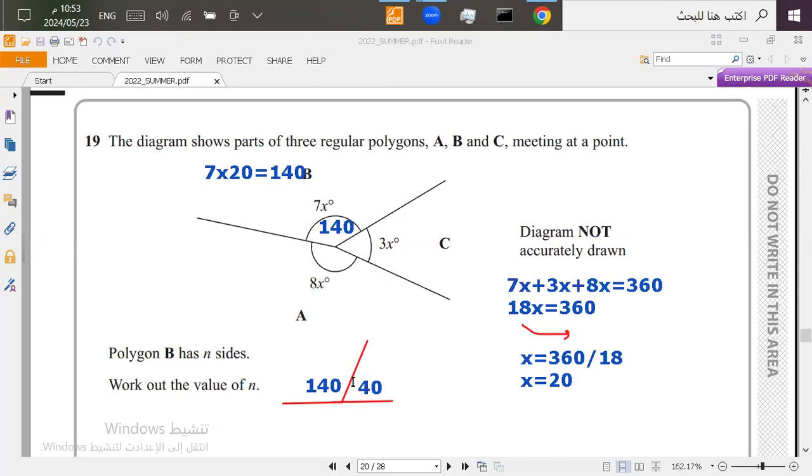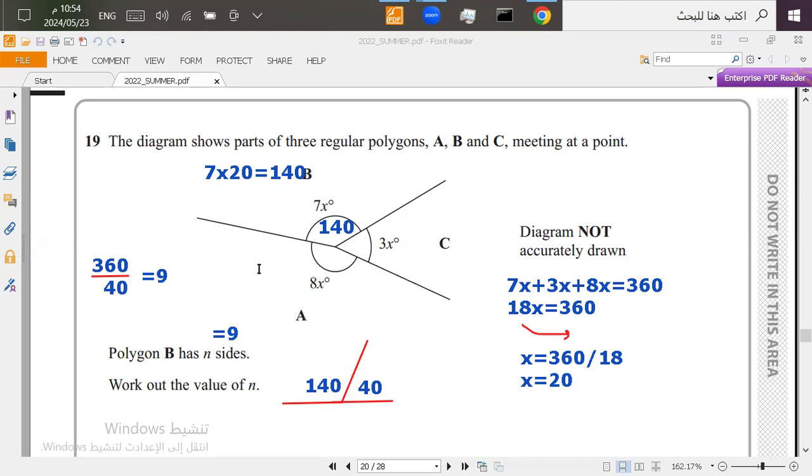Now, because I found the exterior angle, I can find the number of sides because I know that 360 divided by the exterior angle, which is 40, will give me the number of sides. The total of the exterior angles of any polygon is 360. And because it's regular, you can use this method to find the number of sides. So 360 divided by 40 equals 9. And this means that n equals 9, or the number of sides equals 9.